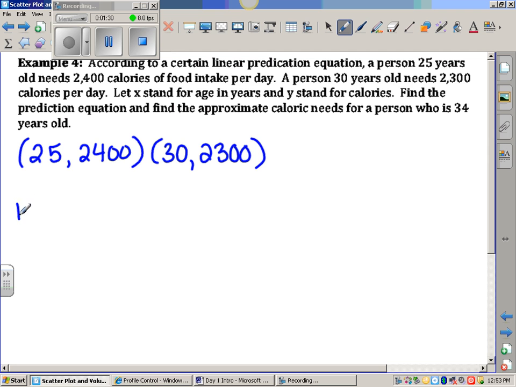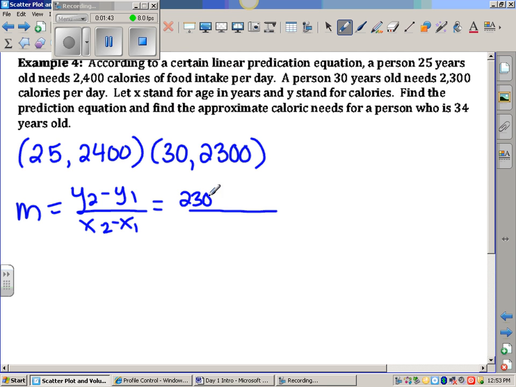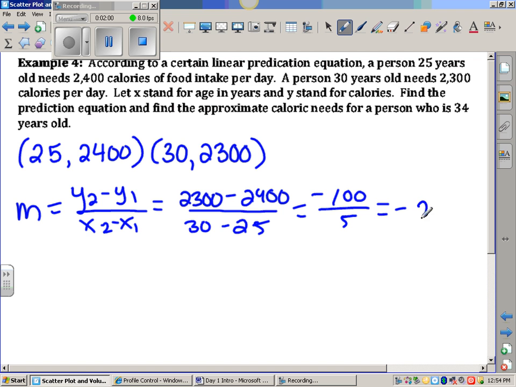Again, the 2 things you need are slope and y-intercept. Your slope equation, you have to know it. It won't be provided to you, is y2 minus y1 over x2 minus x1. Now, all you're going to do is substitute in. You've got your 2,300 minus 2,400. Those are your y values. Minus 30 minus 25. Remember, the negatives win, so you get negative 100 over 5. Same sign positive, different sign negative gives you negative 20.